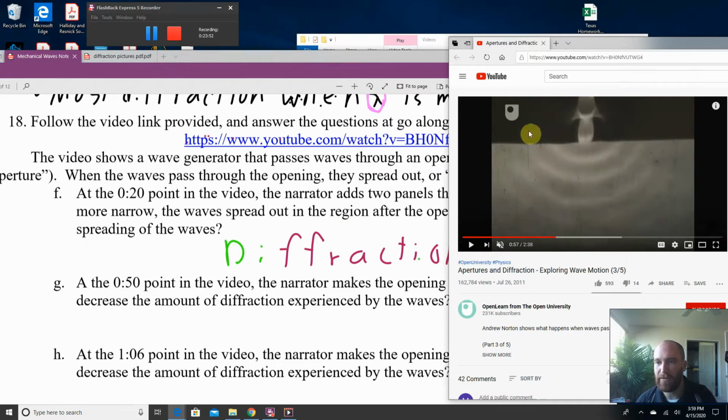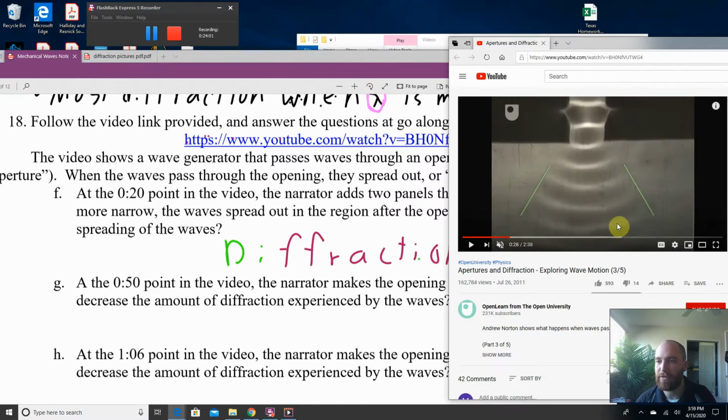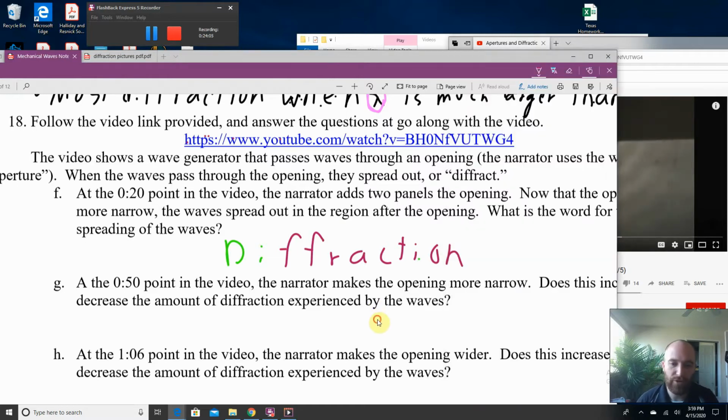See how it goes all the way from over here to all the way over here? That's definitely more than it was before, because see how it had this sort of narrow cone to it that he has outlined? Here, that cone would be much wider, so you should notice that hopefully it increases the amount of diffraction.